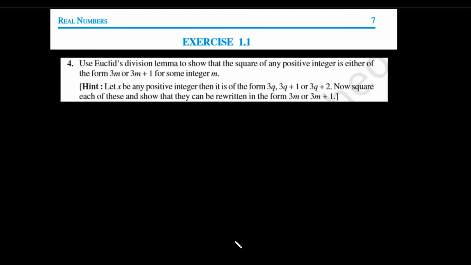Now let us solve question number 4 of exercise 1.1 real numbers. According to the question, use Euclid's division lemma to show that the square of any positive integer is either of the form 3m or 3m plus 1 for some integer m.